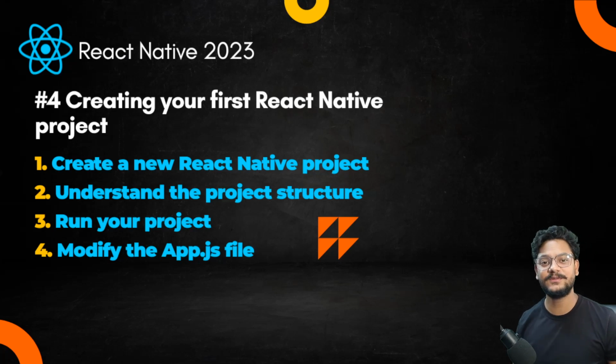In this video we will just set up our project. Once we set up the project, we will be able to understand how the project structure is, and then we will be able to run the project on any of the simulators, which we did in the last video. The next thing we will do is modify our app.js and see how changes work between the simulator and your code.